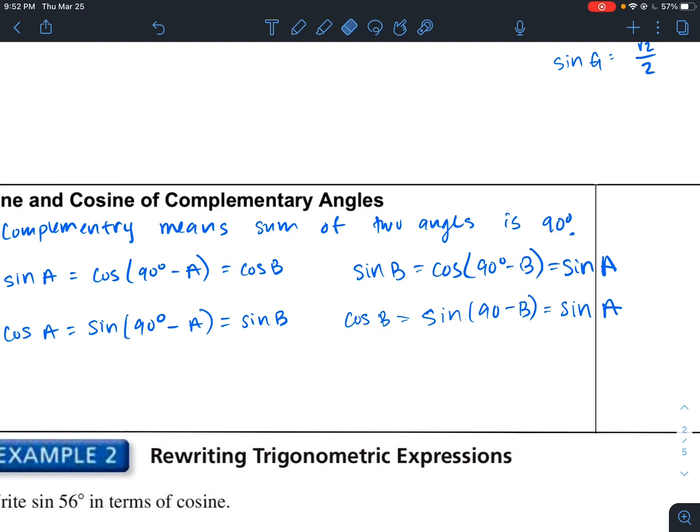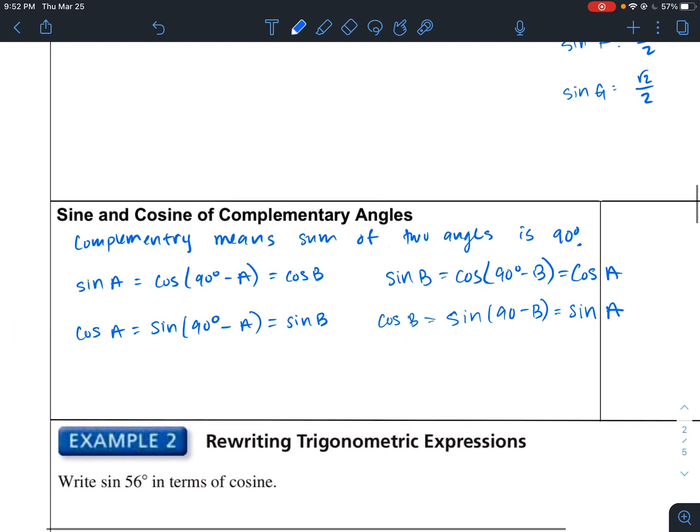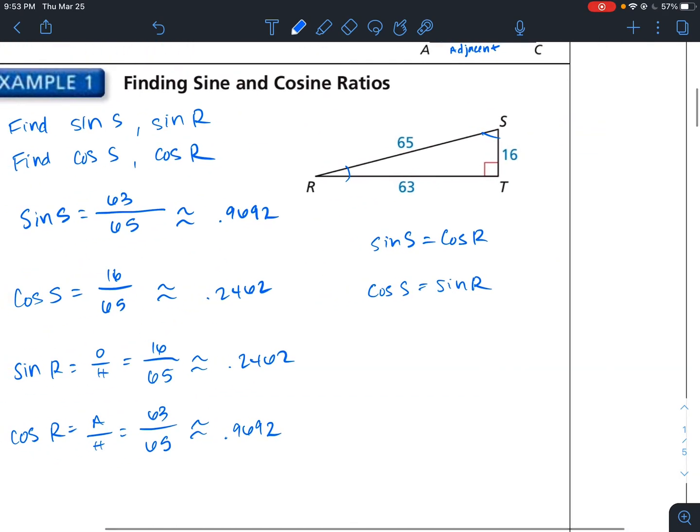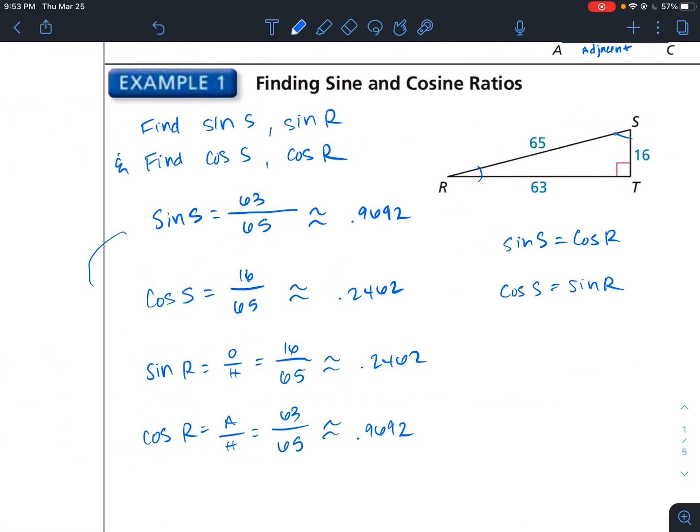So again, cosine of B is equal to sine of A because these angles are complementary. And so that's just how it goes. That's just what we've been stating right here. So that's why cosine of S and sine of R are equivalent, because their angles are complementary. Okay.